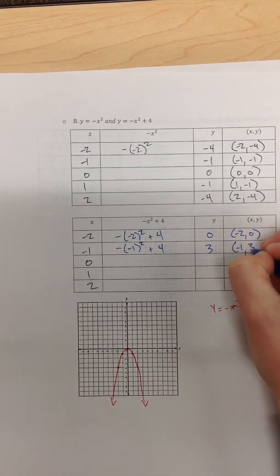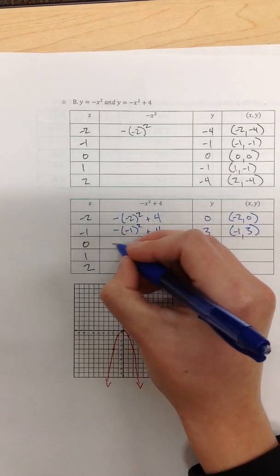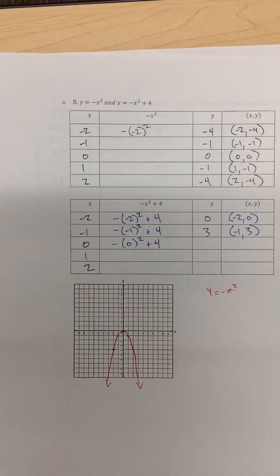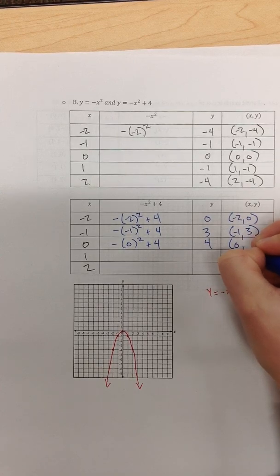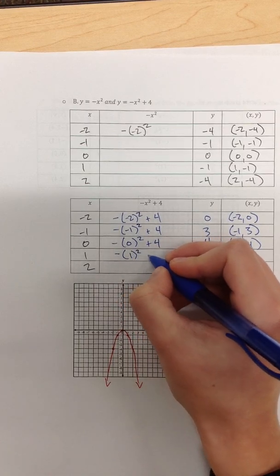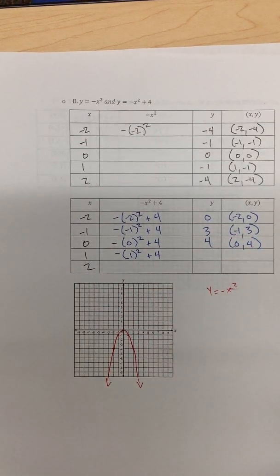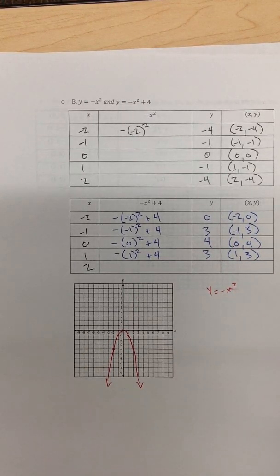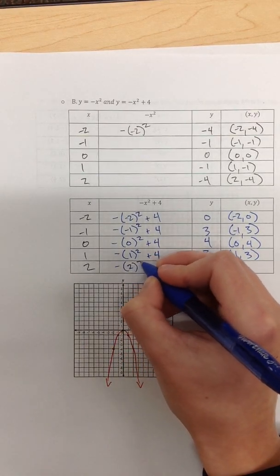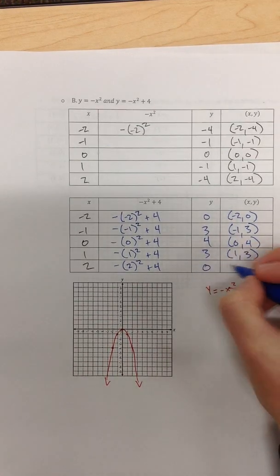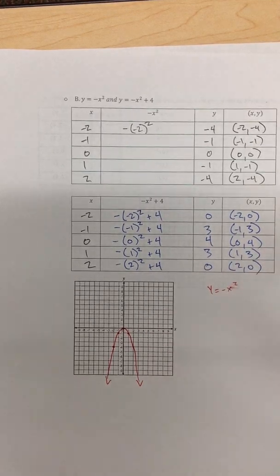So -1, 3. Then 0, my favorite one to do. 0 squared is 0, times negative, still 0, plus 4 is 4. So 0, 4. What else we got? Negative times our 1 squared, plus 4. 1 squared is 1, times the negative, -1, plus 4 would be 3. So 1, 3. And then the last one there, the 2. 2 squared would be 4, times the negative, -4, plus 4 would be 0. And you can again see how it's developing that pattern because we used our vertex as our middle point.